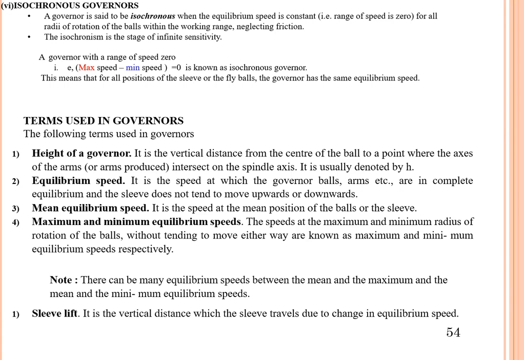What is the isochronous state of the governor? The isochronous state of the governor is when the equilibrium speed is constant for all radii of rotation within the working range, neglecting friction. The terms used in governors are height of the governor, equilibrium speed, mean equilibrium speed, maximum and minimum equilibrium speed, and sleeve lift. Some of these terminologies are used like this.